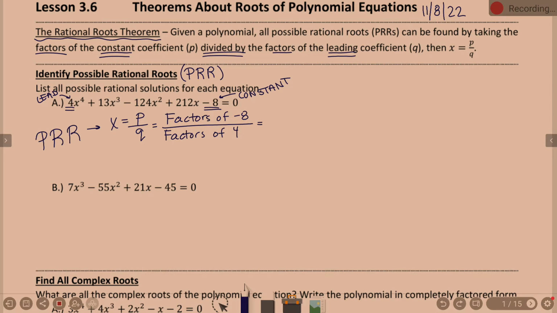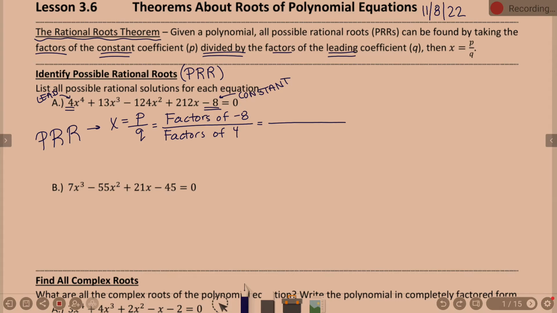So, factors of negative 8. Or don't even worry about the negative for a moment. What are factors of 8? As in, what numbers multiply to be 8? 1 times 8 is 8. 2 times 4 is 8. Any other pairs? No.